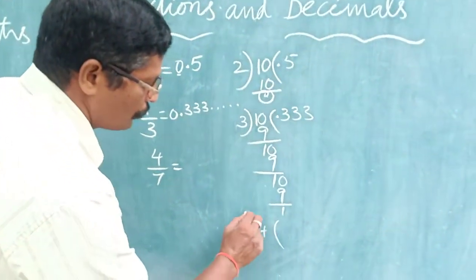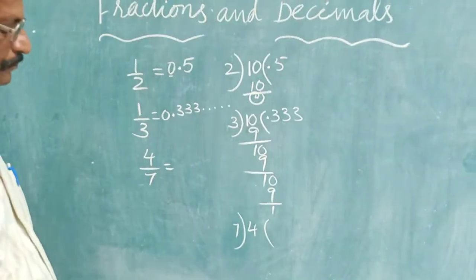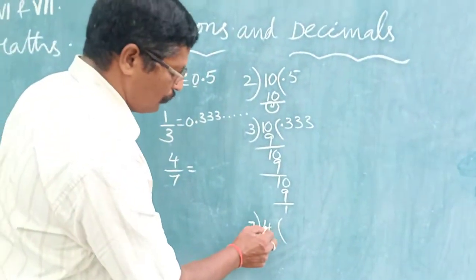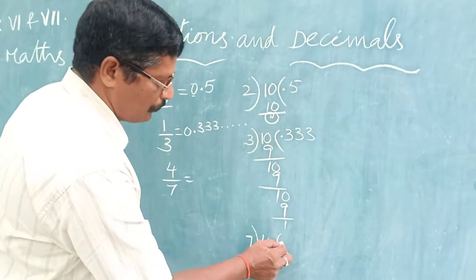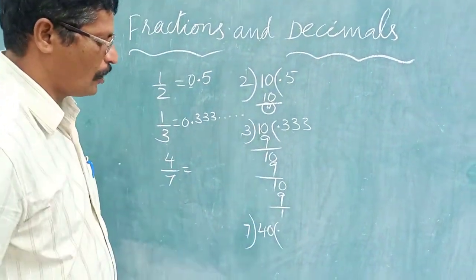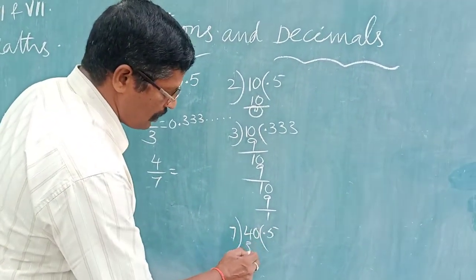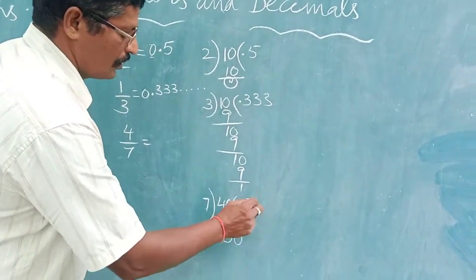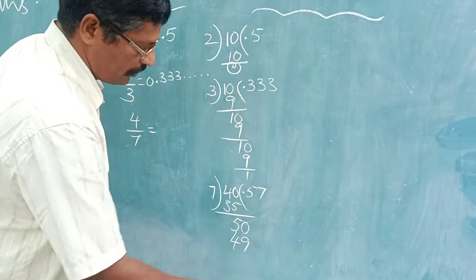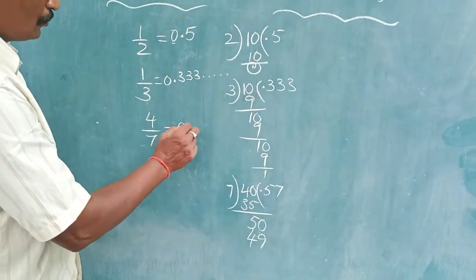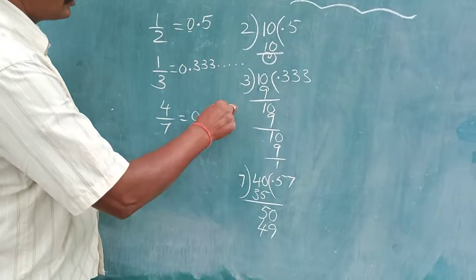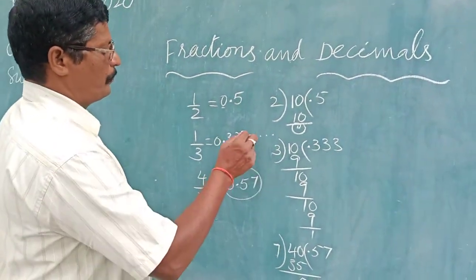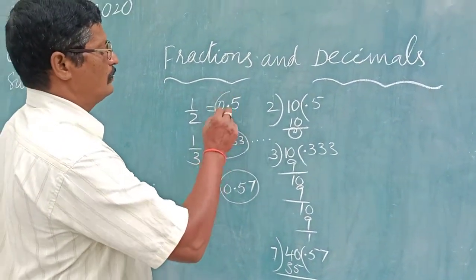Okay, 4/7. How to write? Divide the numerator by the denominator. Here the divisor is 7, the dividend is 4. The dividend is smaller, the divisor is greater. Put a point here, 0, 40. 5 7s are 35. 0 comes. 7 7s are 49. It means 0.57. This is the decimal.